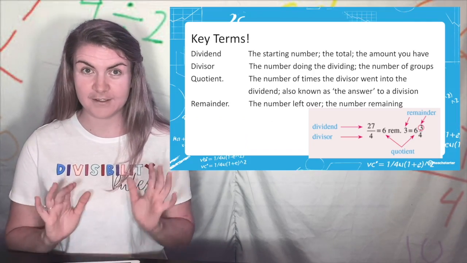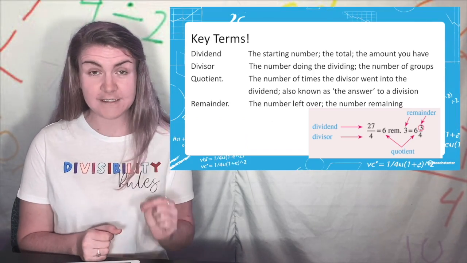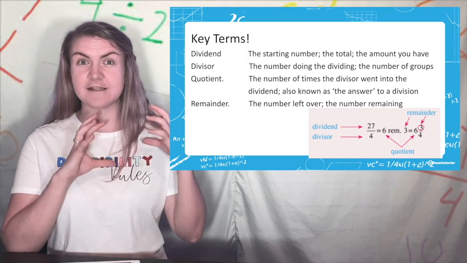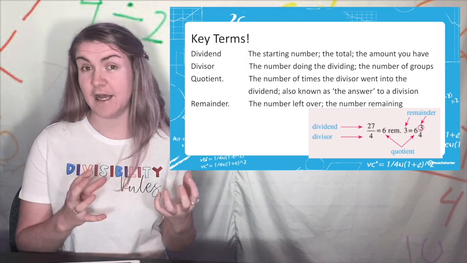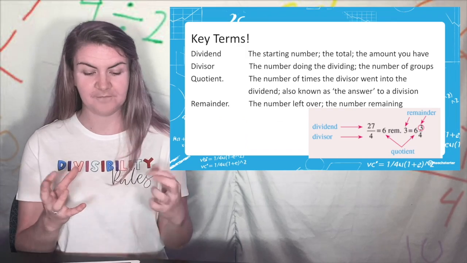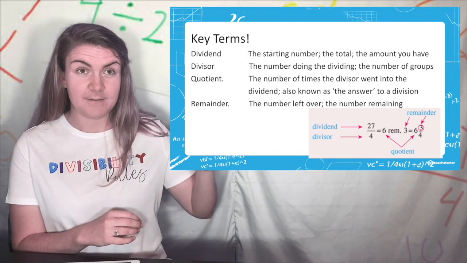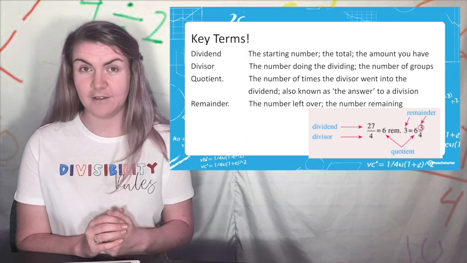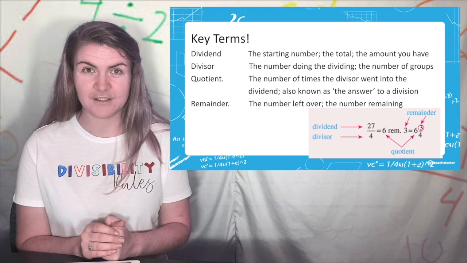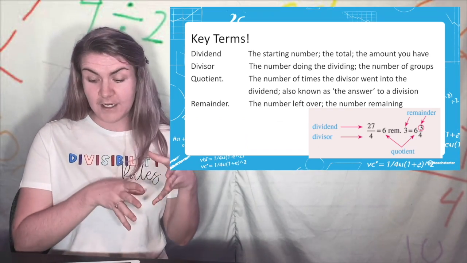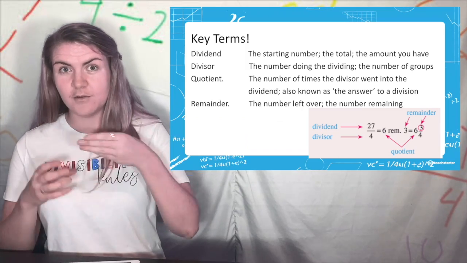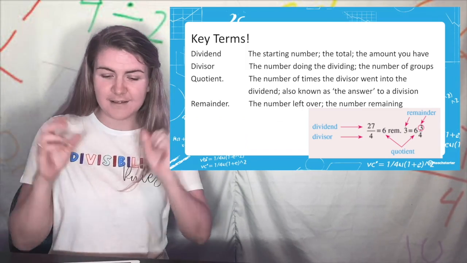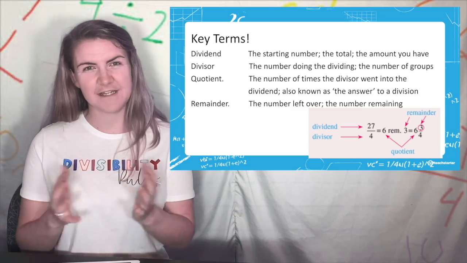That's a lot of math words. Let's check we know those. Dividend. The dividend is the starting number, what we have at the start, the total, the amount that we have. The divisor is the number that's going to be doing the dividing, the number of groups we're breaking it up into. The quotient is the number of times that divisor can go into the dividend. Basically, it's the answer. And we know remainder. It's the number left over.